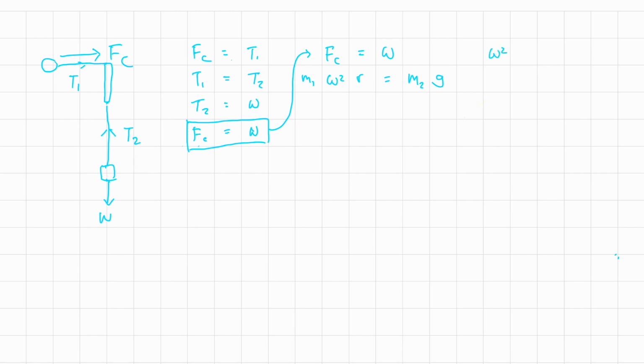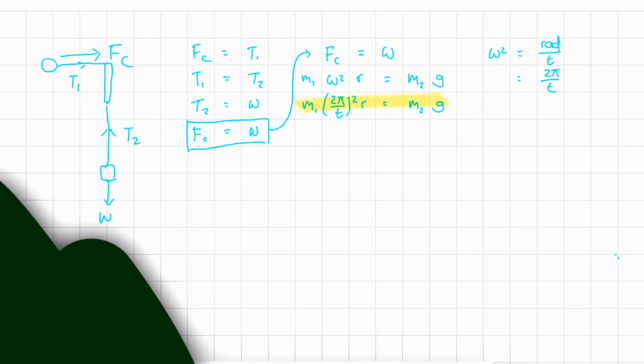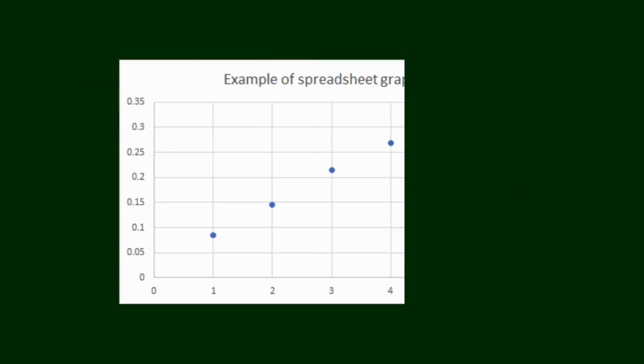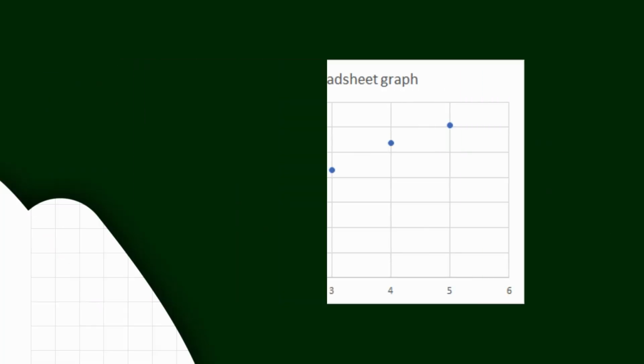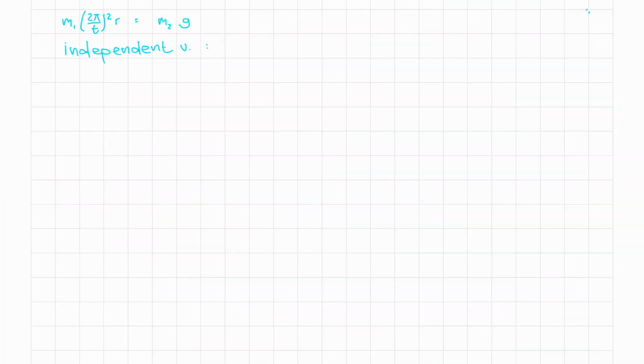Here we can see that omega is 1 radian per unit time, which can be expressed as 2 pi per unit time. Substituting this into the main equation gives us m1 times, in brackets, 2 pi divided by t, squared, times r equals m2 times g. Now we have to go back to our data. Before we can use it, we have to plot it onto a scatter graph. Here, the independent variable is r, which will be the x value, while the dependent variable is t, which will be squared first before inputting into the graph as the y value.